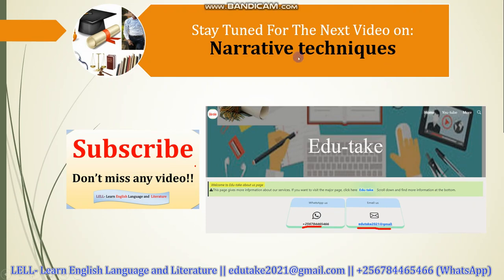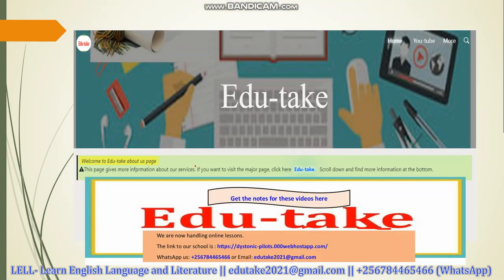The next thing that we're going to look at is going to be narrative techniques, and by the way, we're looking at irony and symbolism. So irony, satire, and symbolism. So don't miss anything there.